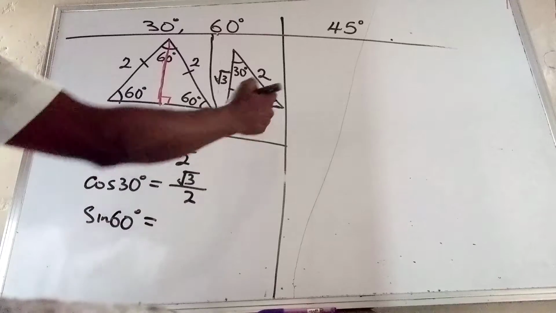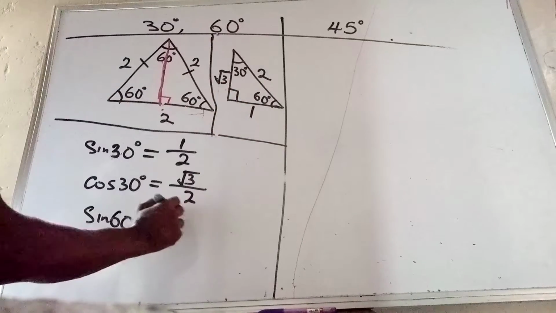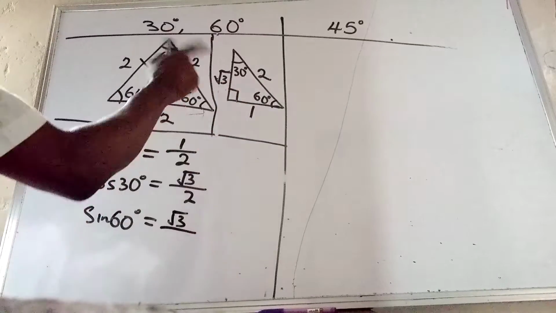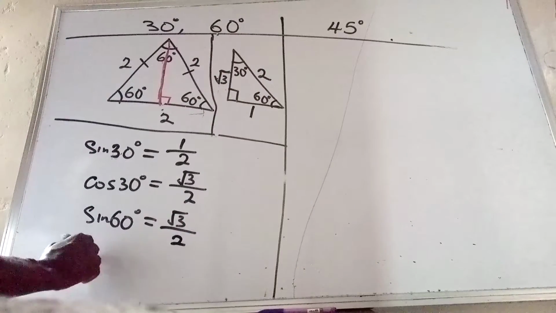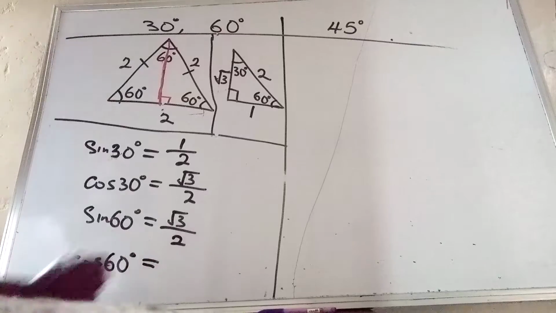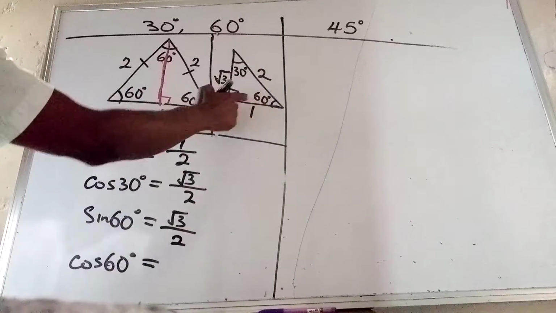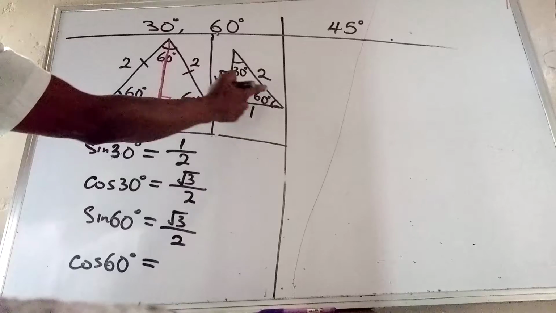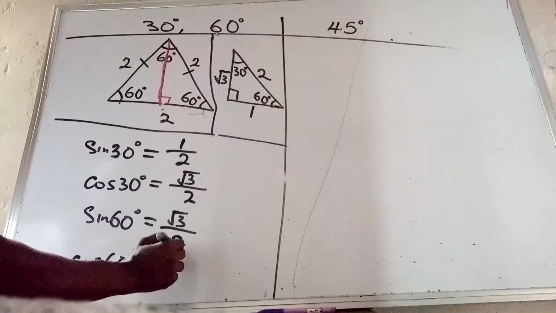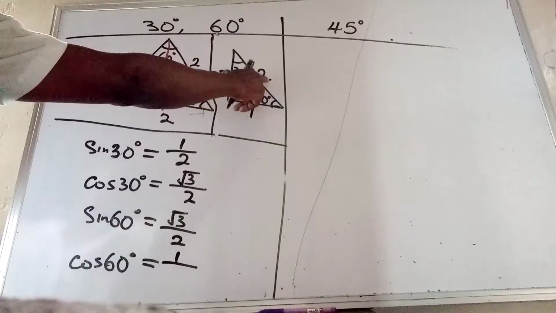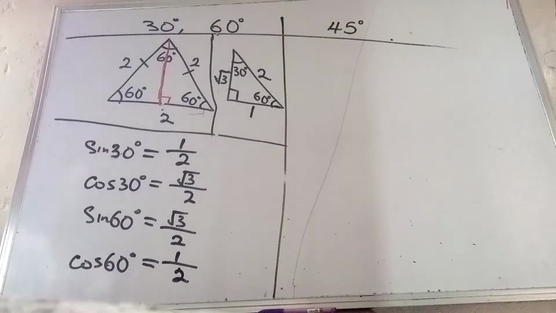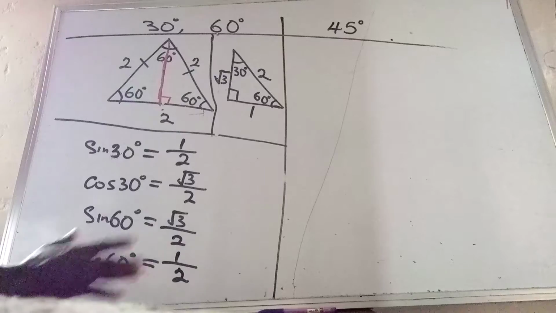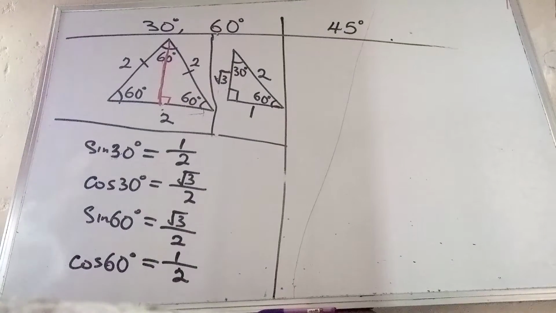Sine 60 degree will be opposite to 60, which is root 3, over hypotenuse, which is what? 2. And lastly, cos 60 degree, which is adjacent to 60. If root 3 is opposite to 60 degree, then 1 is adjacent over hypotenuse, which is 2. So that is how we arrived at the values of sine 30 and cos 30 degree, and that of 60 also.